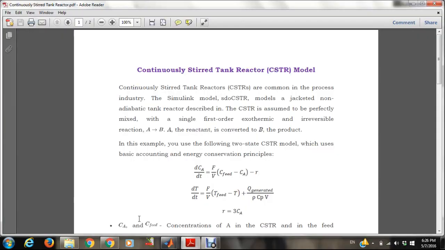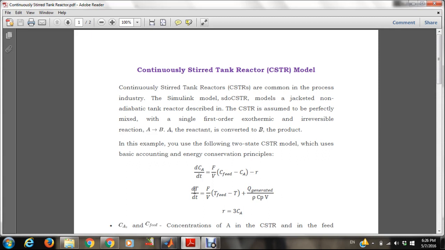Greetings everyone. The project we're working on is the CSTR, continuously stirred tank reactor, model of a jacketed non-adiabatic tank reactor. It is perfectly mixed with a single first-order exothermic and irreversible reaction from reactant A to product B.